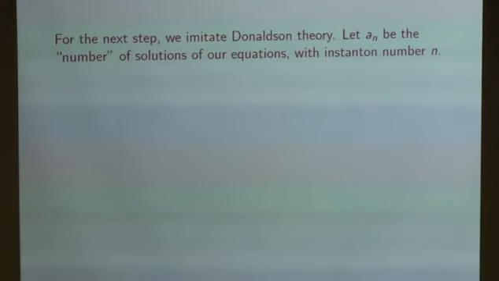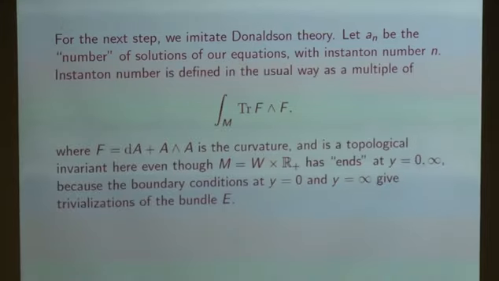For the next step, we imitate Donaldson. We let a_n be the number of solutions of our equations with instanton number n. Instanton number is defined in the usual way as a multiple of the trace of F wedge F, where F is the curvature two-form. Now we have to worry whether instanton number is a topological invariant, because W has both a finite and an infinite end. But the quick answer, slightly oversimplified, is that the boundary conditions trivialize the bundle at both ends in such a way that instanton number is a topological invariant.